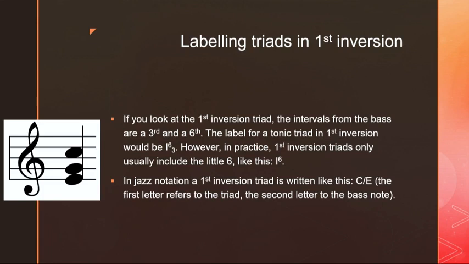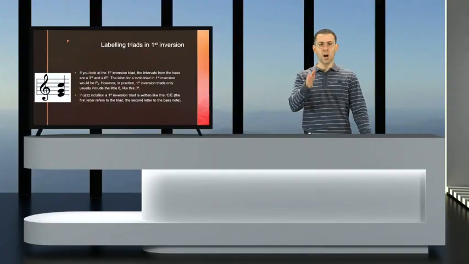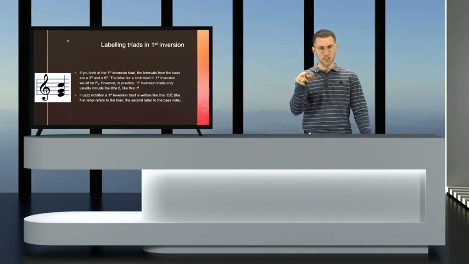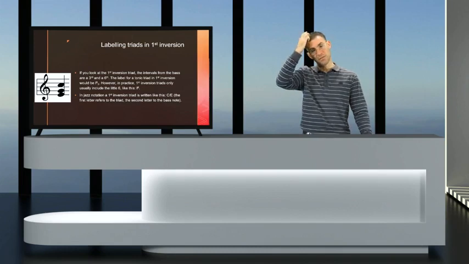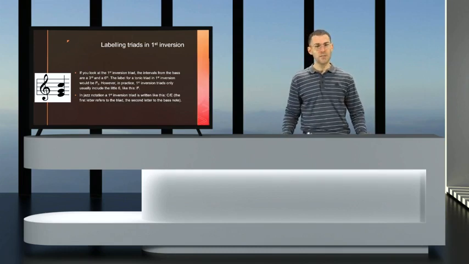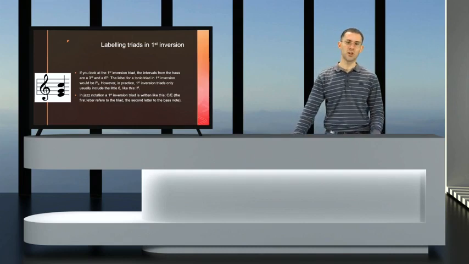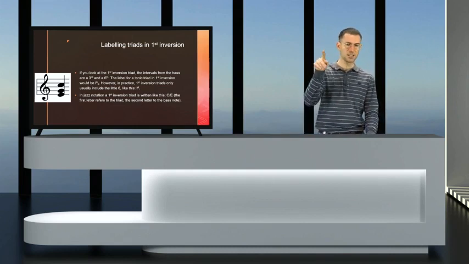And if we go up now from E to C, E, F, G, A, B, C. It's a sixth, okay? So a chord in first inversion is usually labeled 1, or whatever chord it is, 6, 3. That indicates that the notes are a third and a sixth above the bass. Okay. However, in practice, first inversion triads usually only have the little 6 and not the 3.